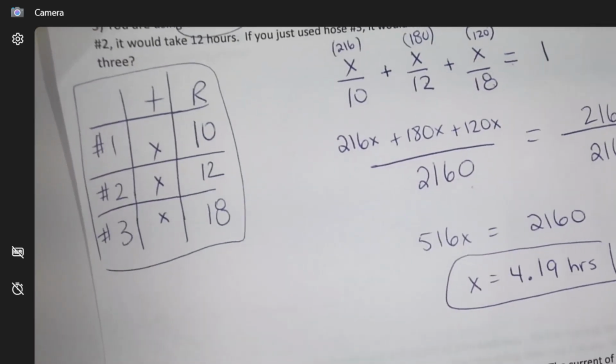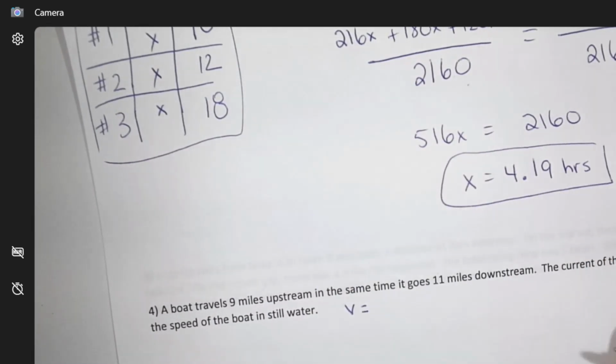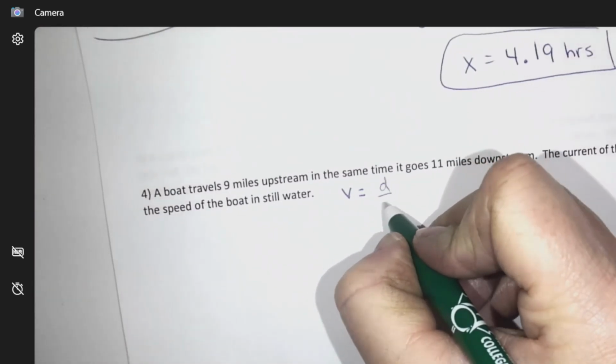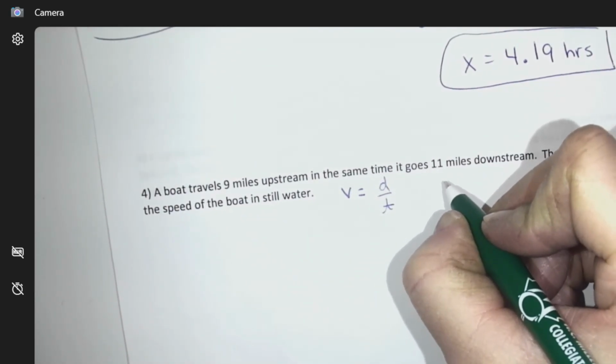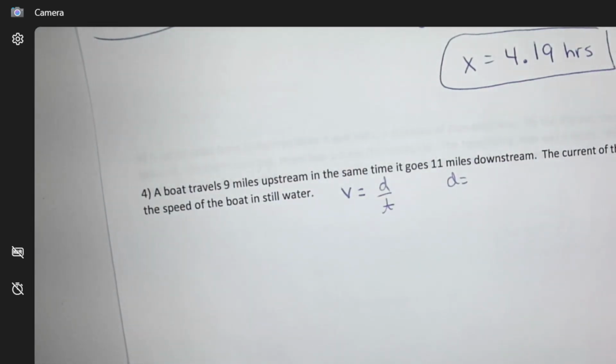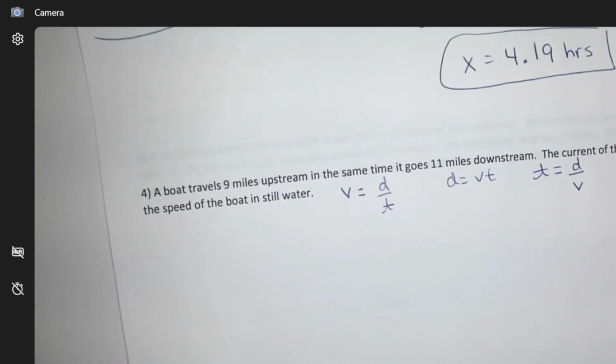Okay, last type is a physics question. Velocity formula. Who's my physics formula people here? Distance divided by time. What if I do distance? How do you rearrange that to be distance? Velocity times time. And time would be distance divided by velocity. Okay, so that's the 3 versions of physics.